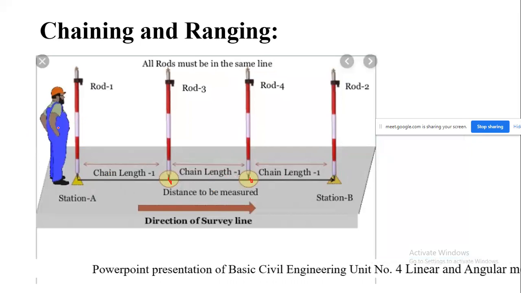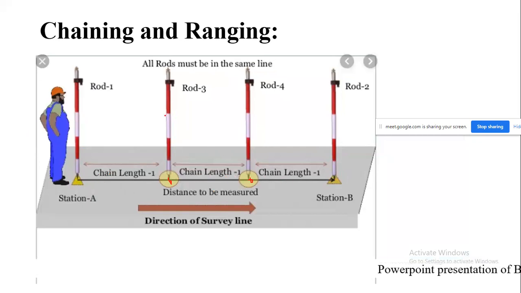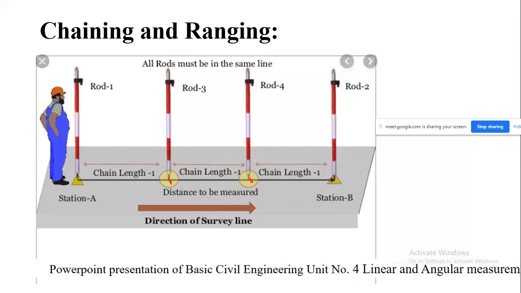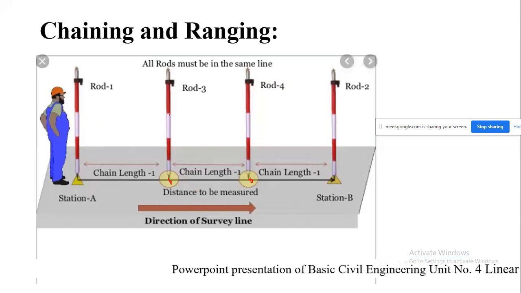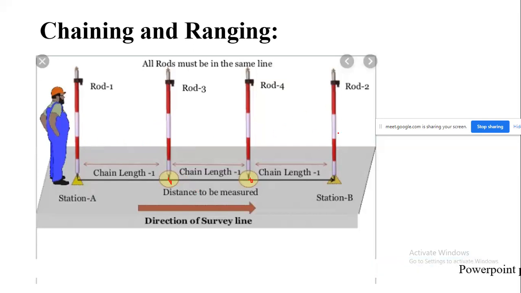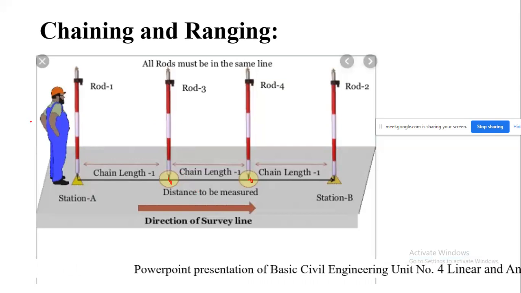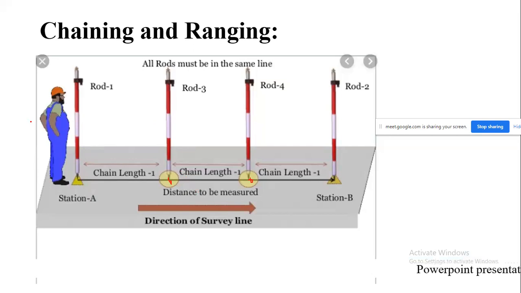So what this person is going to do: these two stations have been fixed. The first person will take the ranging rod and stand approximately in between, and the person standing here will guide him to move either to the left hand side or the right hand side, so that the first ranging rod, the middle person's ranging rod, and the last ranging rod will be in a straight line. According to that, when he is on the left hand side, I will move my right hand, correspondingly making it straight.